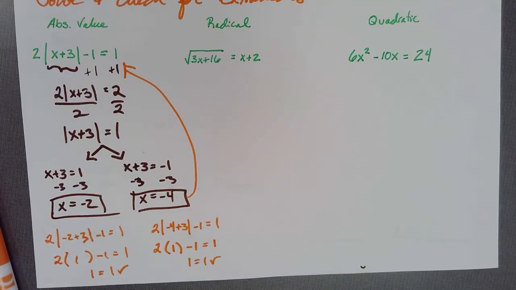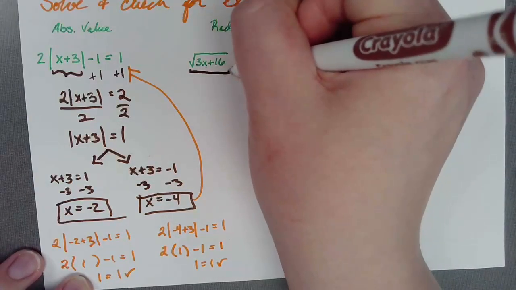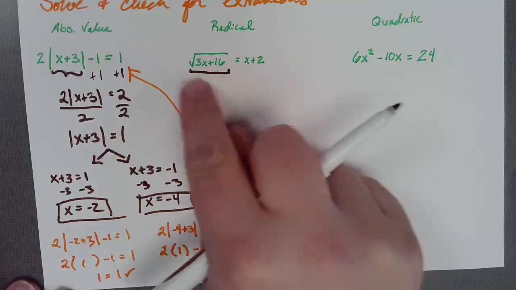Moving on to the radical. This is where a lot of you really, really struggle. The first thing you're going to want to do with any type of radical function is you want the radical itself to be alone. So nothing after it, nothing before it.